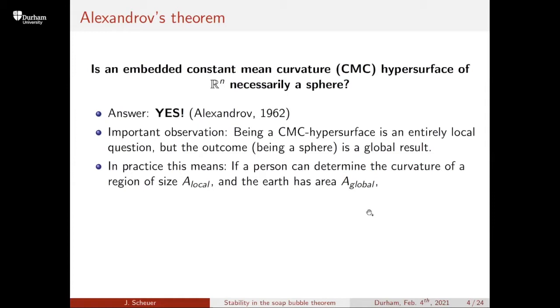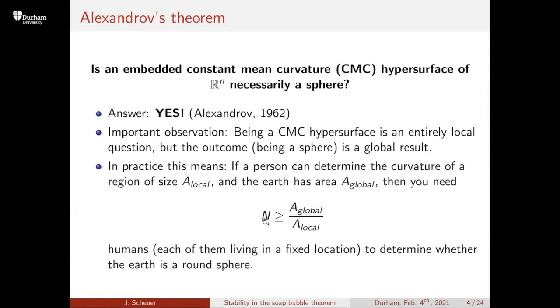The earth has a certain surface area. So we need a capital N persons, where N is estimated by the area of the earth divided by the area of the region that a person can measure. You need that many persons to determine whether the earth is a round sphere, but no person has to leave the region where they live. They can just collect their data on a Zoom meeting, for example, after they have measured their property.